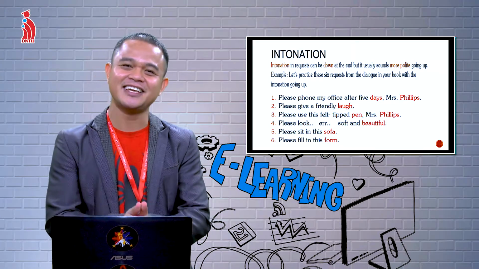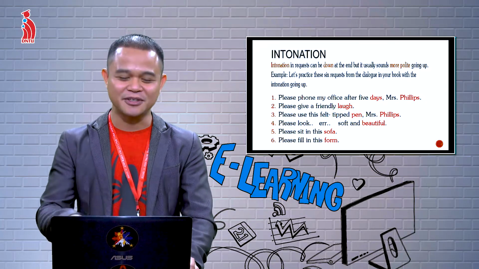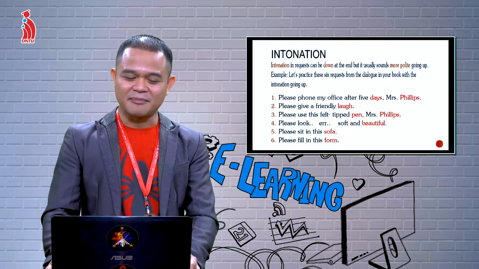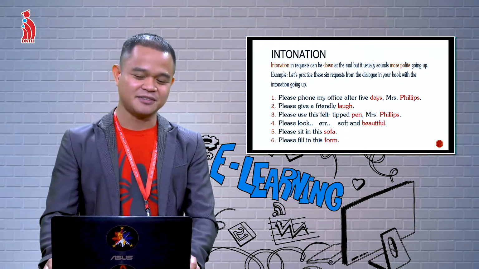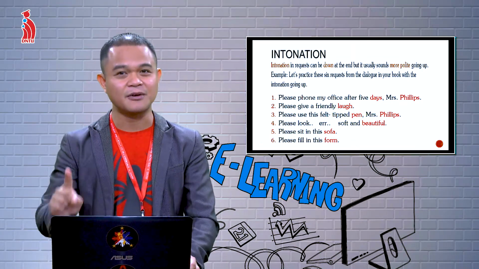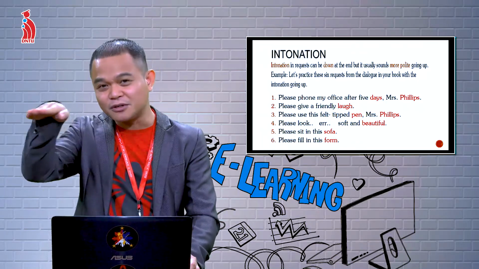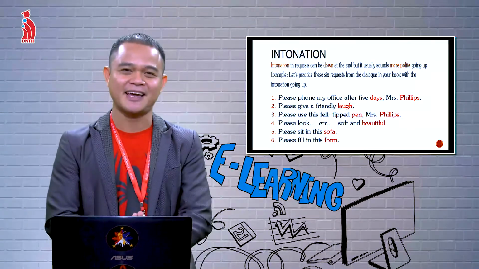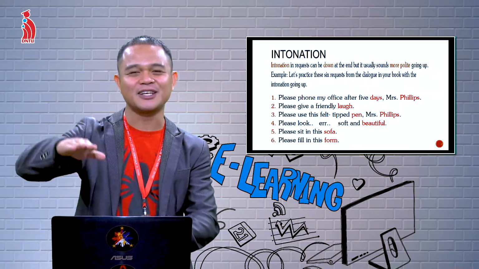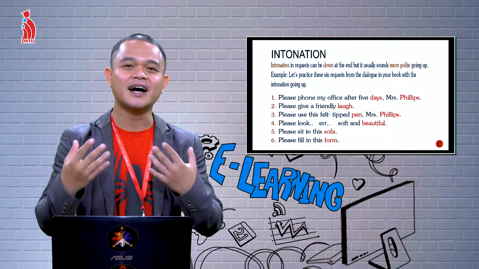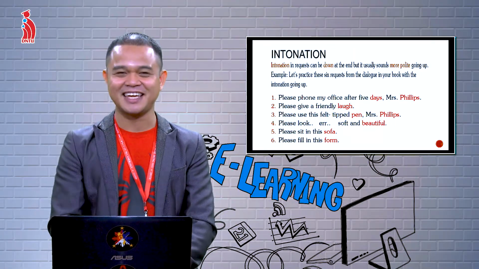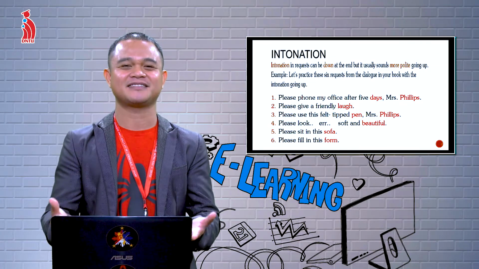If you are learning the American language, they don't usually go up when it comes to requests. So in American pronunciation, I will do the number one example. We will go down here. Please phone my office after 5 days, Mrs. Phillips. That's the regular one. But today, as I said earlier, we can go up with the intonation for us to be more polite with the people we talk to. Okay, let's do it. It will be a little awkward, but we have to do it.